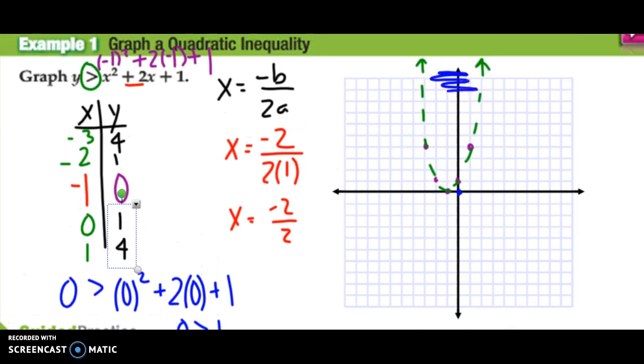So that means I'm just going to shade right inside the bowl, right inside my parabola. And so everything inside the parabola is a solution to this inequality. And everything that's outside of it is not a solution.